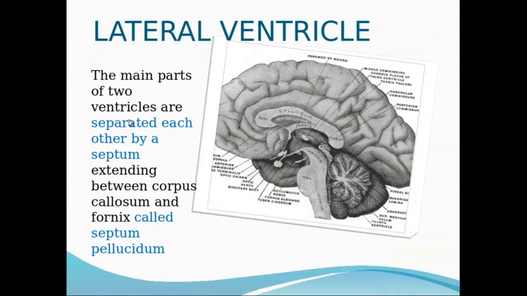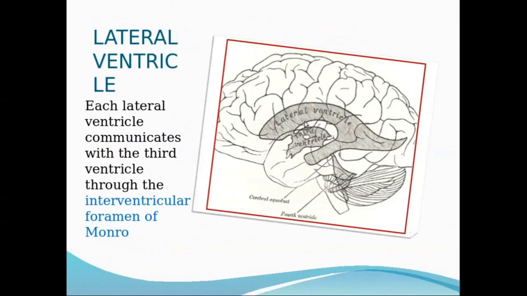The main parts of the two ventricles are separated from each other by a septum. You are seeing here, this is the corpus callosum. This is the septum pellucidum, which extends from the corpus callosum and the fornix. They separate the main parts of the two lateral ventricles. So that is the partition between the lateral ventricles. Communication: each lateral ventricle communicates with the third ventricle through this interventricular foramen of Monro. So this is the interventricular foramen of Monro.